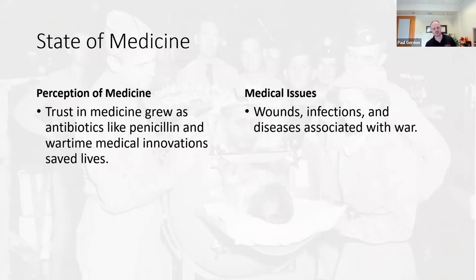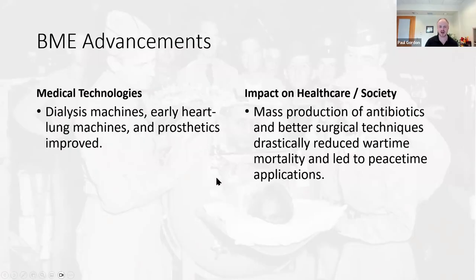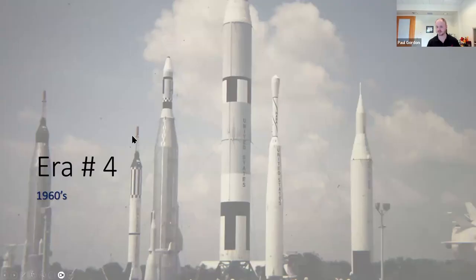Trust in medicine grew, and that's really where I think people started to develop a realization that medicine as an industrial complex technology could have a really big impact on the care that they received. And companies really started to come out of that with professional associations, not just in medicine, but in technology. Dialysis machines, early heart-lung machines, prosthetics all kind of came out of this.